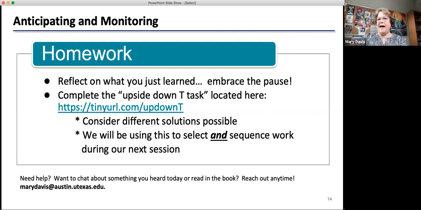But secondly, there's a task that I would like you to do, because the work that we're going to select and sequence is included here in this link. So I've made it into a tiny URL, so it's very easy to link to. You can jot it down now. It's tinyurl.com/up-down, because that's what it's called, upside down T-task. So it's up, down, capital T. And this is the work, this is the task that we're going to be using as we select and sequence next session. So I want you to be familiar with it as we move forward.